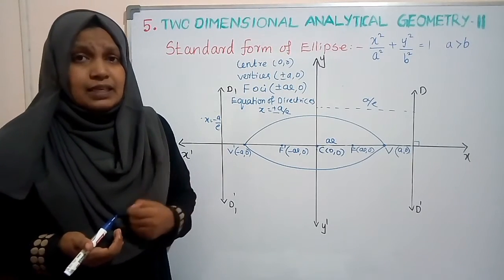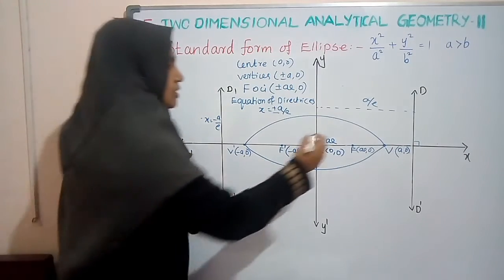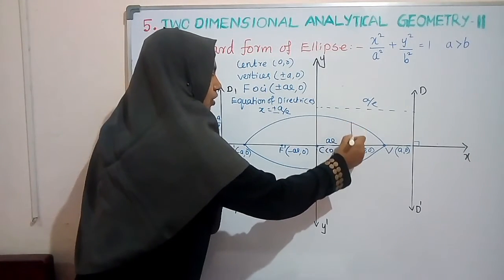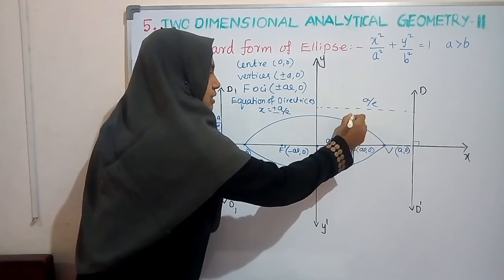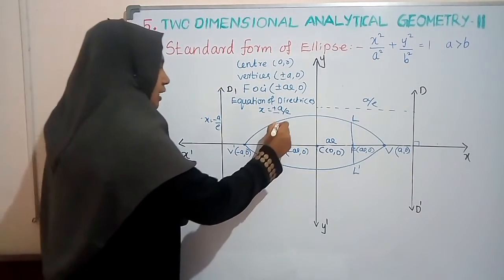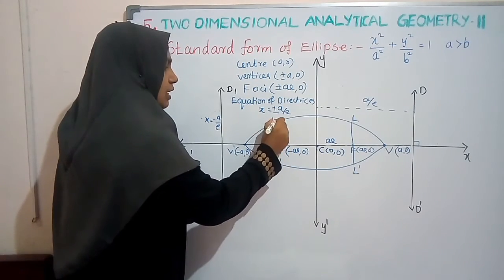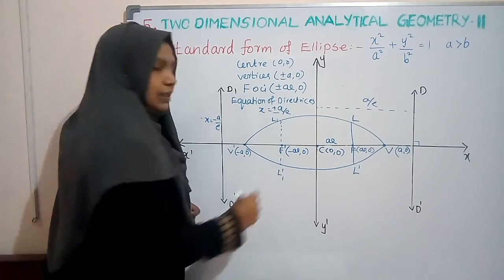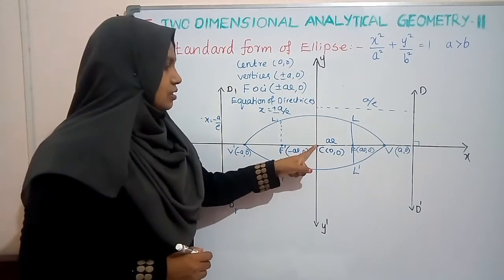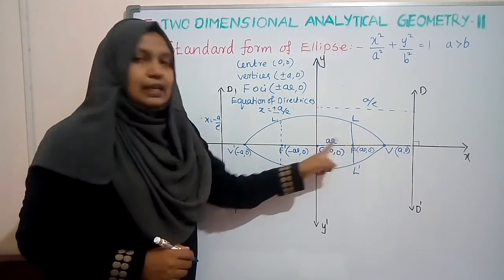Okay, and we have one more thing, that is the latus rectum. Already you know latus rectum means the perpendicular chord passing through the focus. Since it is latus rectum, I mark it as L dash. And on this side we have another latus rectum, that we can mark as L1 and L1 dash. What is the distance of latus rectum from the center? It is the same as ae.